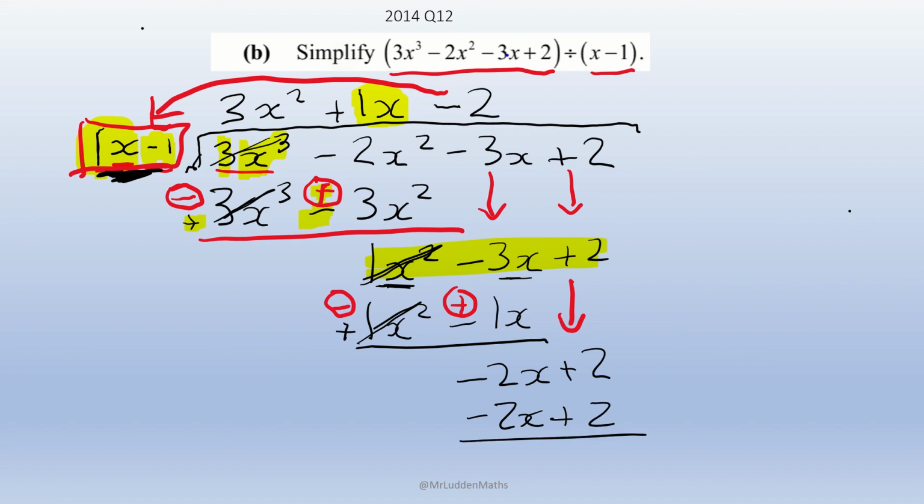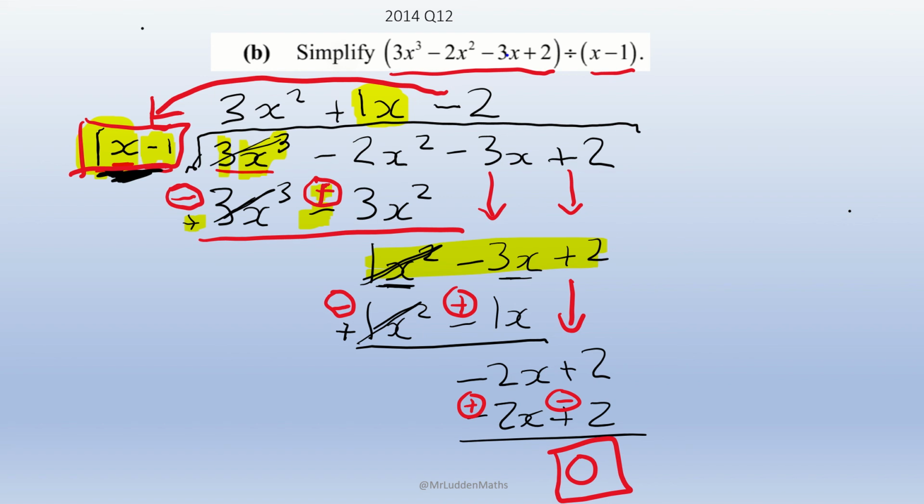When I want to get the remainder of that, I'm taking away a takeaway, that's going to be a plus. I'm taking away a positive, that's going to be a takeaway. When I do that, I'm going to get 0. And if you get 0 at the bottom, it's a really, really good sign. It means that your expression has gone in evenly. Your 1x minus 1 has gone into your 3x cubed minus 2x squared minus 3x plus 2. And it's gone in evenly. It's gone in 3x squared plus 1x minus 2 times.